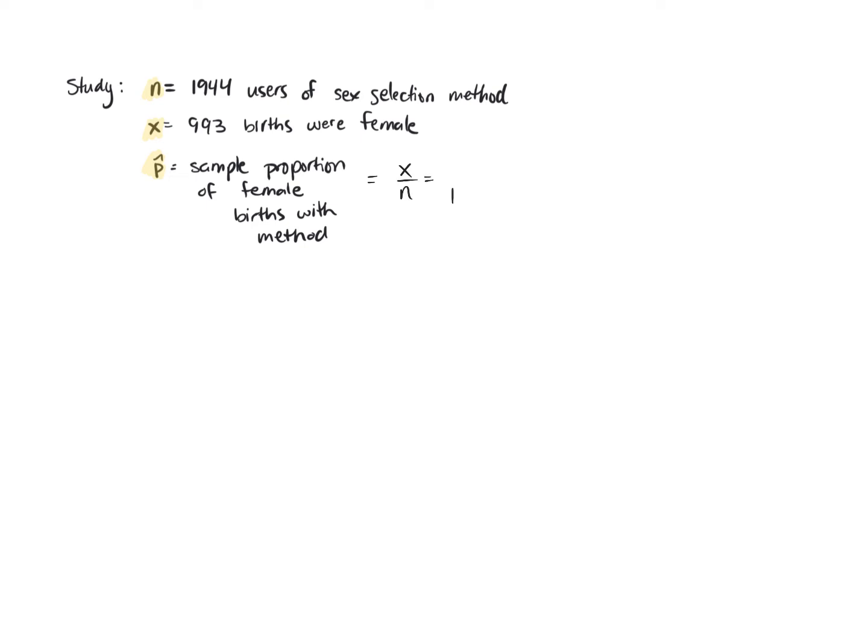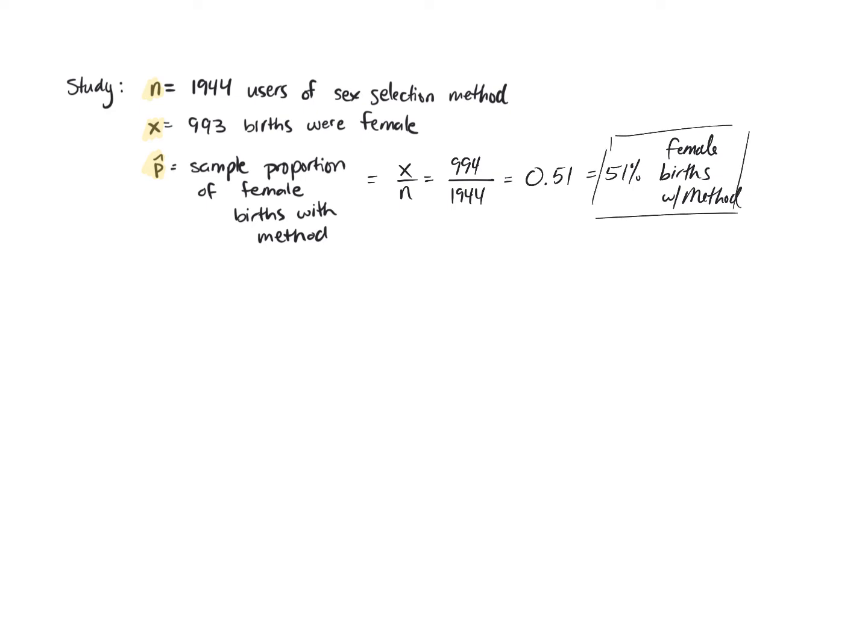So out of the total number of users of this sex selection method, 994 of them were girls. That gives us a sample proportion of 0.51, which is approximately 51%. So 51% of births were female when using this sex selection method. That is our sample proportion.